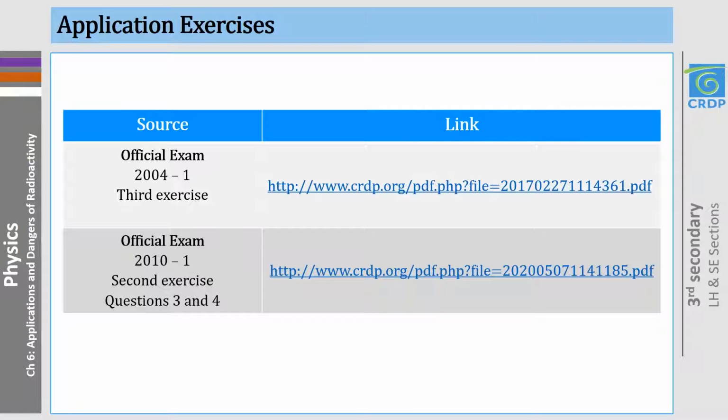And for some practice, here are 2 exercises taken from the official exams with the corresponding links.